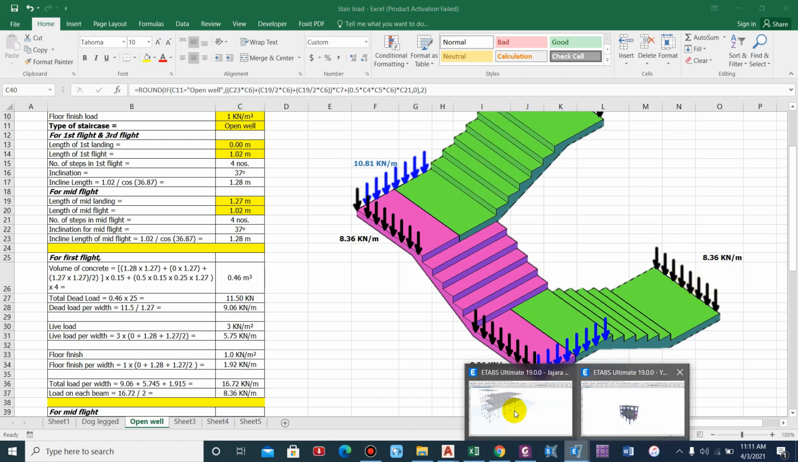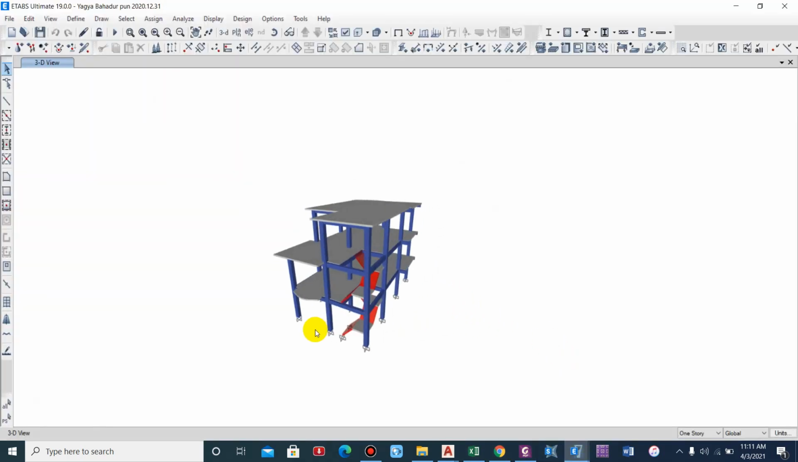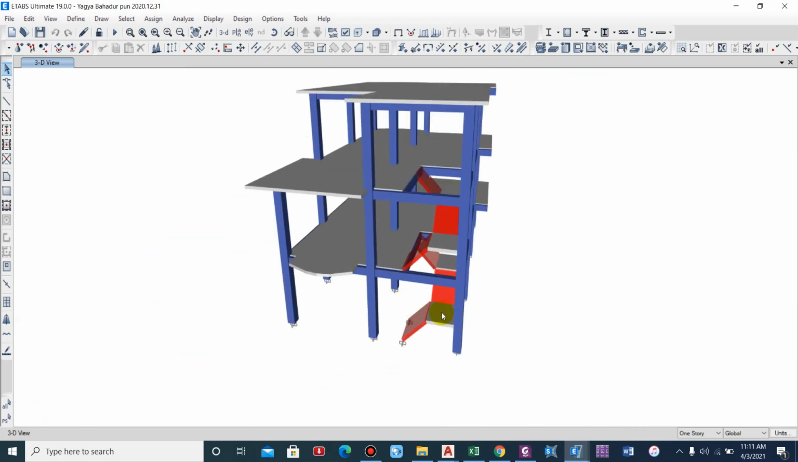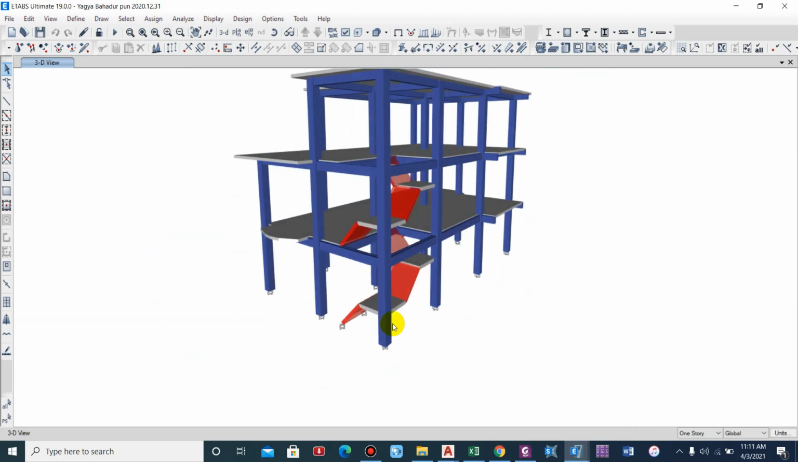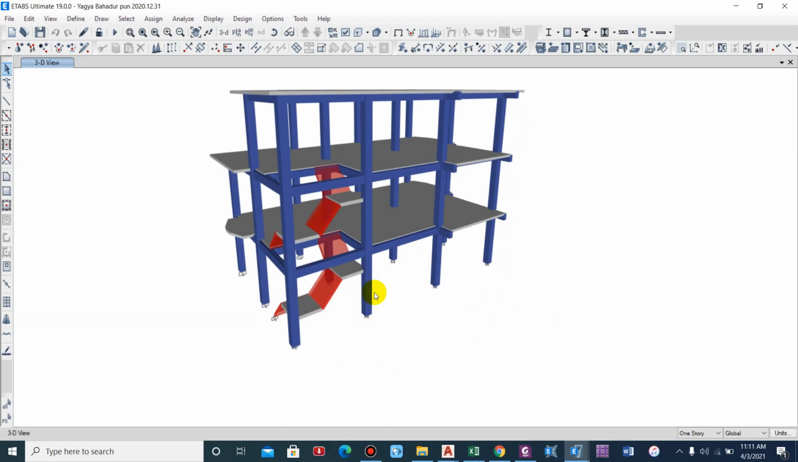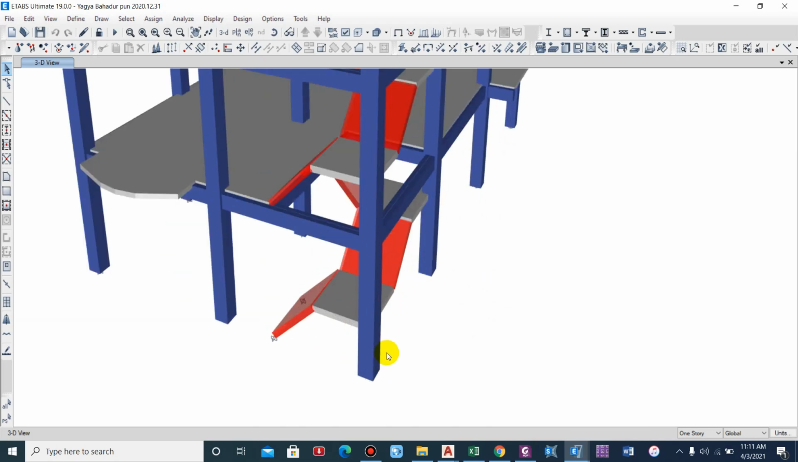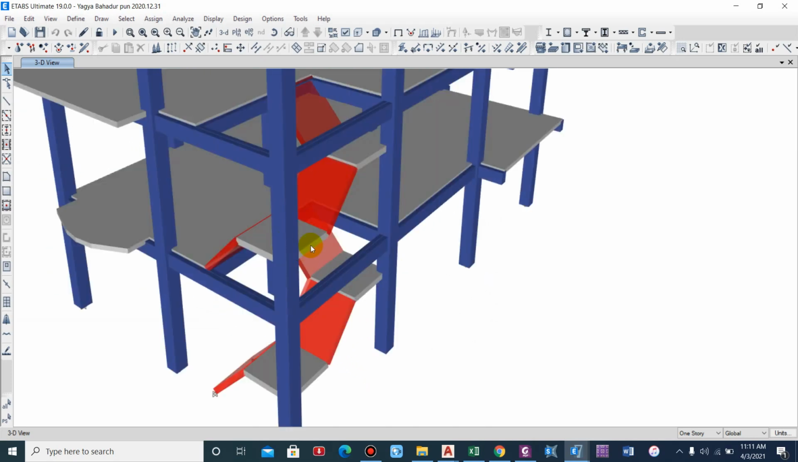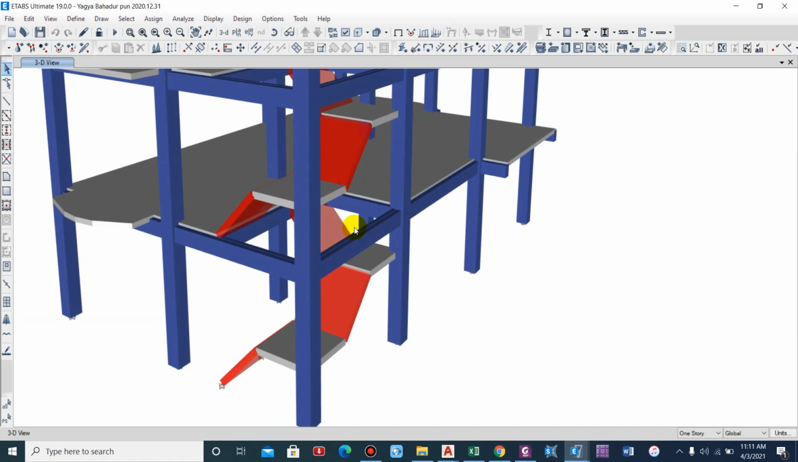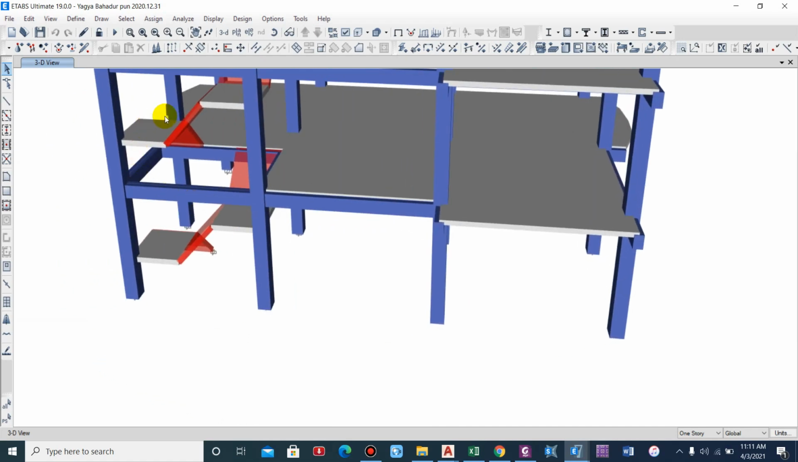Now let us apply this load. So this is our model. You can see here how the staircase is supposed to rest. As we don't have a mid landing beam here, the load will be applied on the plinth beam over here. Similarly for this staircase, the load is applied on this beam, and the load of the mid flight is applied on this beam and on this beam.